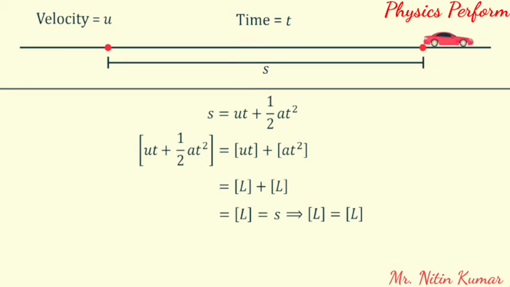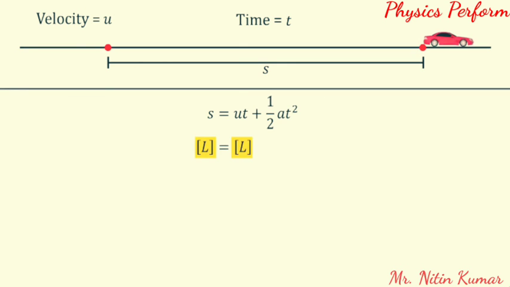Thus, the dimensions of the quantities on both sides of a given equation are the same. This proves that the equation is correct. It is very important to note that physical quantities represented by symbols on both sides of a mathematical equation must have the same dimensions. This principle is called the principle of homogeneity of dimensions and is useful in checking the accuracy of an equation.